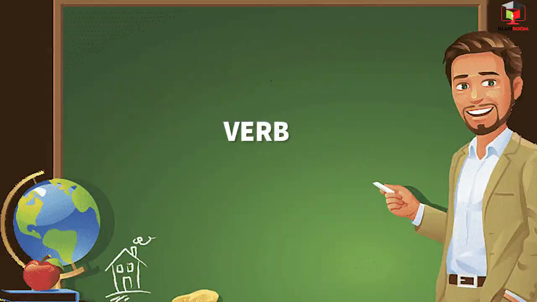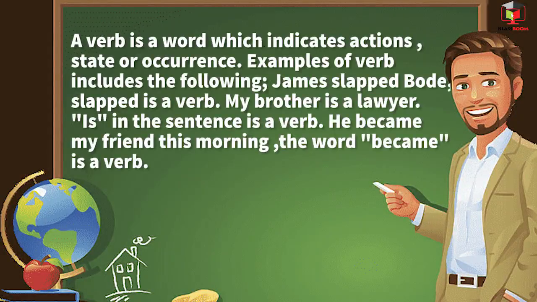Verb. A verb is a word which indicates action, state, or occurrence. Examples of verbs include the following. James slapped John. Slapped is a verb. My brother is a lawyer. Is, in that sentence, is a verb. He became my friend this morning. The word became is a verb.